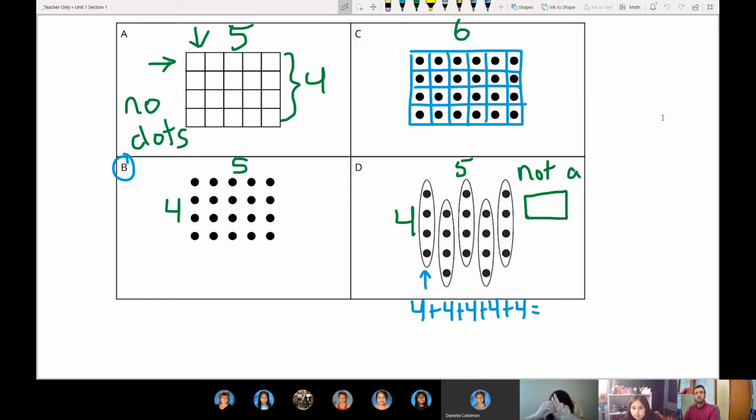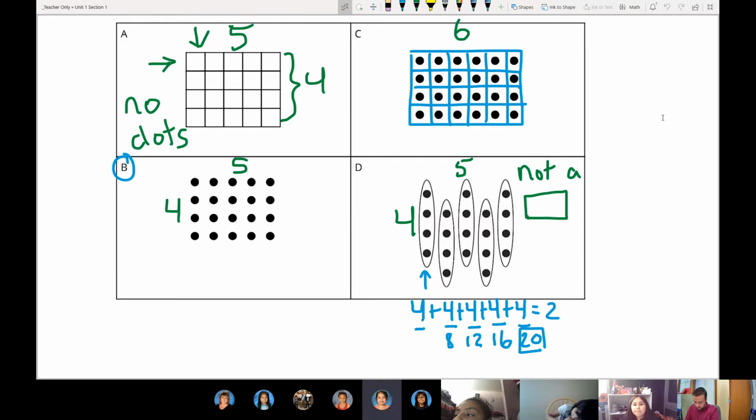You can try skip counting. 12. Close. Let's go through it one at a time. This first piece here, we have four. After we add it together, we have eight there, plus four more gives us 12 there, plus four more gives us 16, plus four more gives us 20. So in total, there are 20 total dots for D, right? We can add each of these boats together to get 20 total.